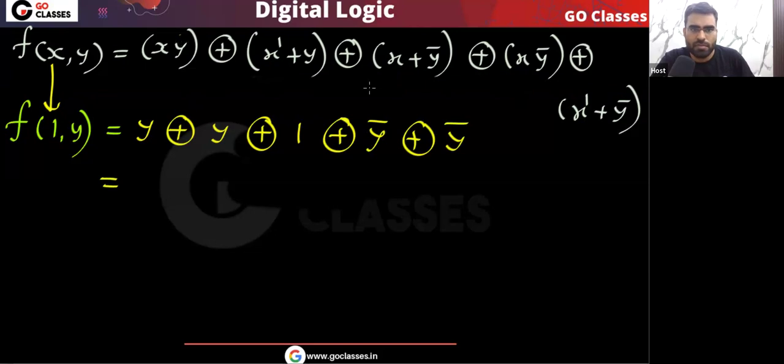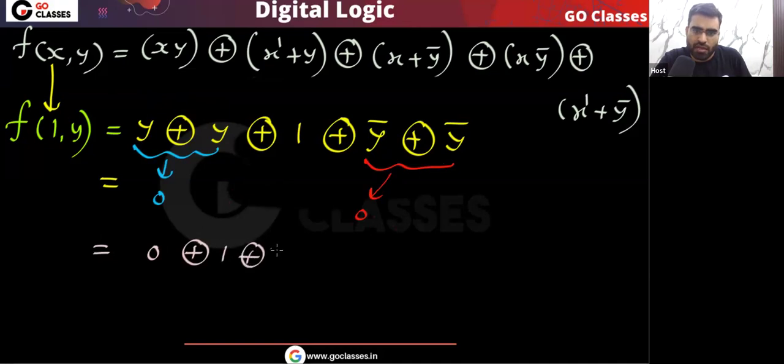Now you tell me, what is this one? Very simple point. y XOR y, what is this? Let me know. y XOR y will always be 0. This is the XOR operator. If the inputs are same, then it will be 0. These are the same, so XOR will be 0. And what about this one? Again, this also will be 0. Yes or no? So very simple, I can say that it is 0 XOR 1 XOR 0.